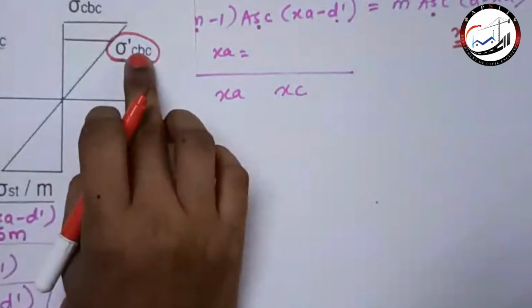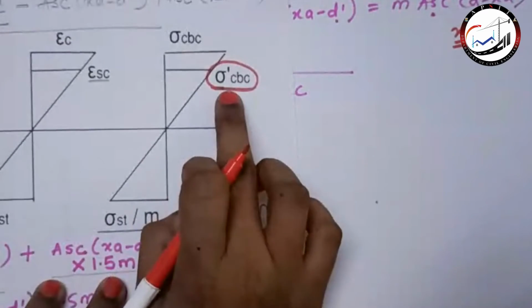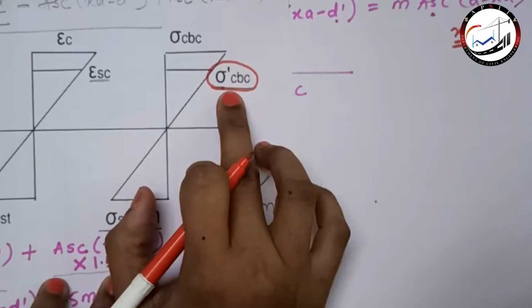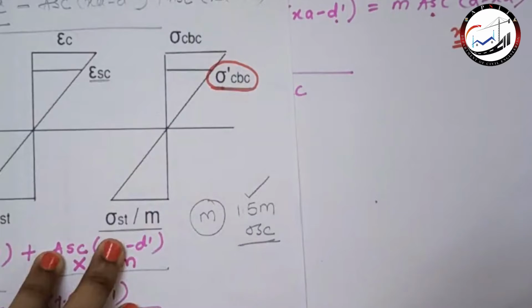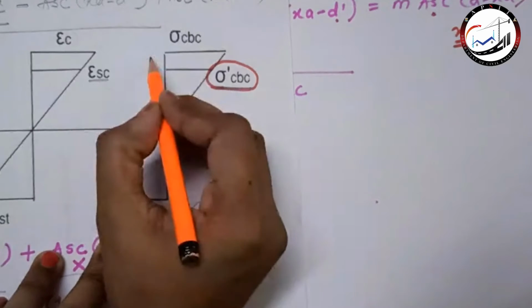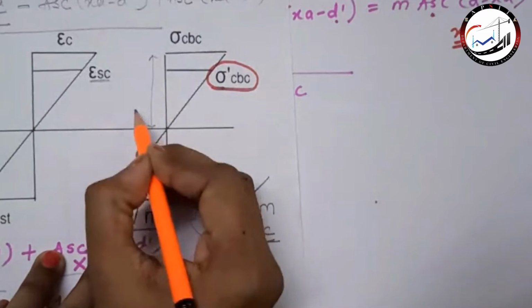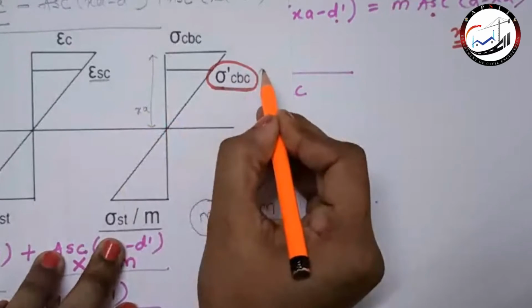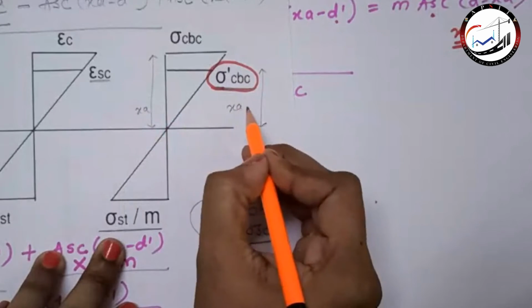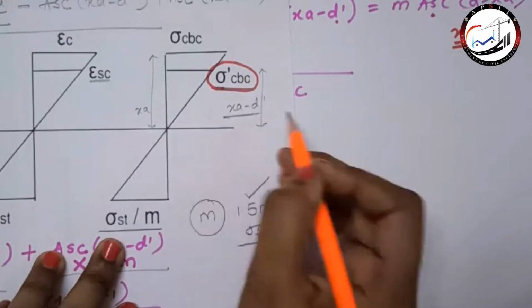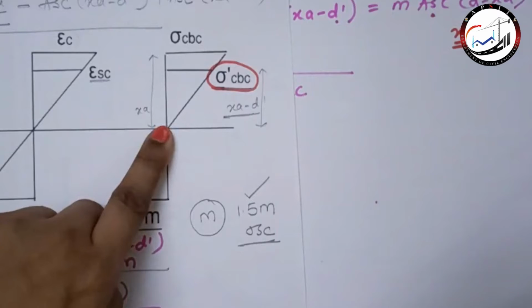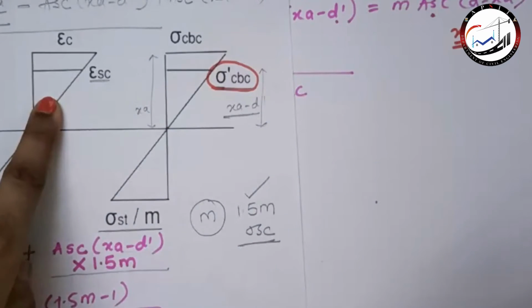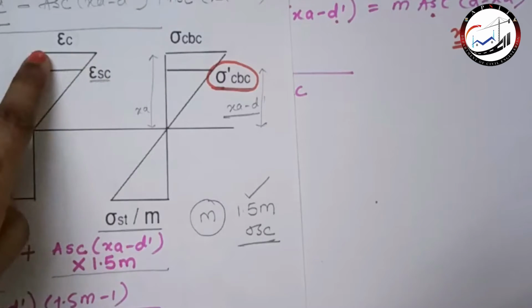As I need this value, that is the stress in the concrete, what I am going to do is compare these two. So let me say that this is XA and this distance is XA minus D dash. I know this from the assumptions which we have made. I am going to compare this with the strain. So this will be epsilon C.